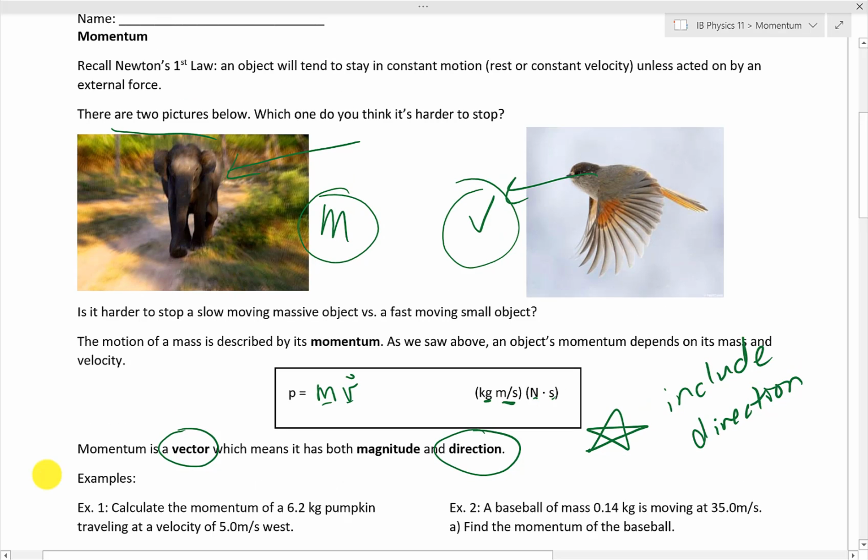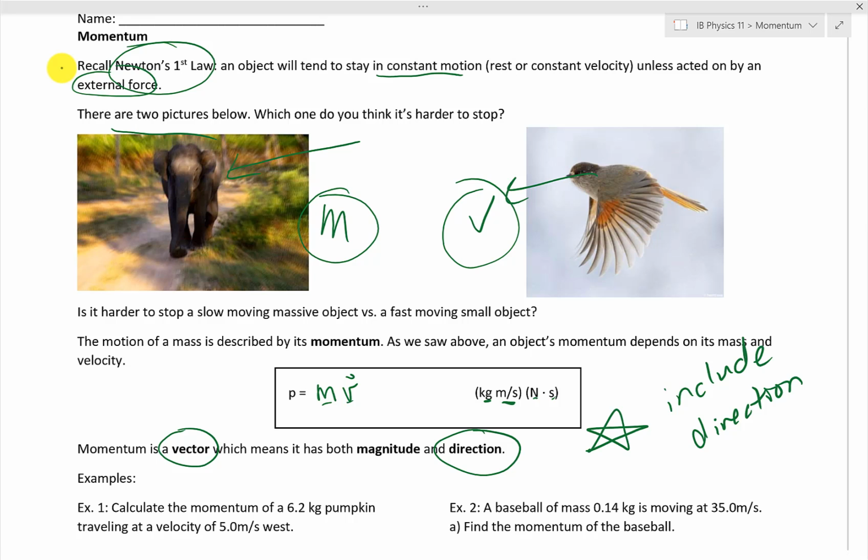Another key thing that I want you to pick up for momentum is the fact that it kind of sounds like Newton's first law, doesn't it? An object will tend to stay in constant motion, at rest or at constant velocity, unless acted on by an external force. If my object has more momentum, it's going to want to stay in constant motion. It's going to be a lot harder for an external force to change the way it was moving before, or lack of moving if it's at rest.